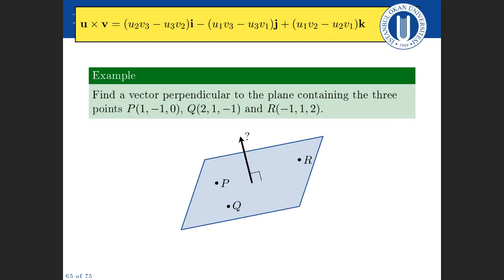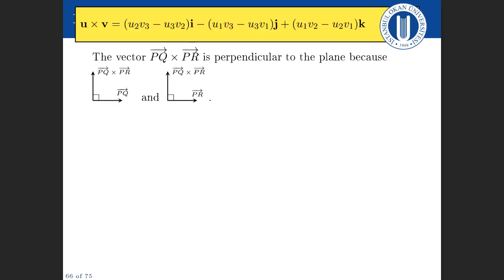Next idea, let's suppose we have a plane which contains 3 points called P, Q, and R. Find a vector which is perpendicular to this plane. Well, first, we've got 2 vectors in the plane that we know. We know the vector PQ, and we're going to know the vector PR. And the vector that we want is going to be perpendicular to, or orthogonal to, each of these vectors. The vector that we want is going to be orthogonal to PQ and orthogonal to PR.